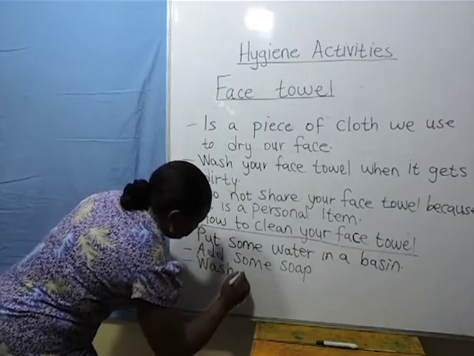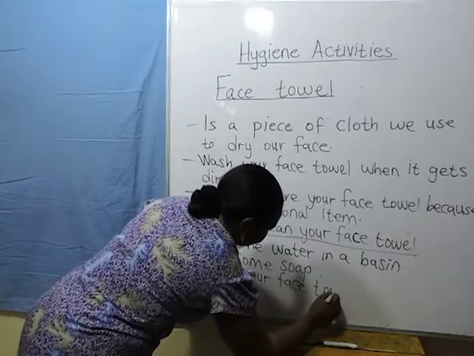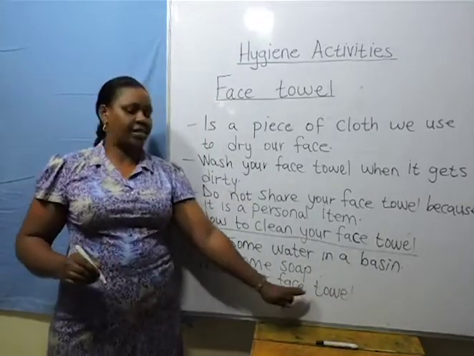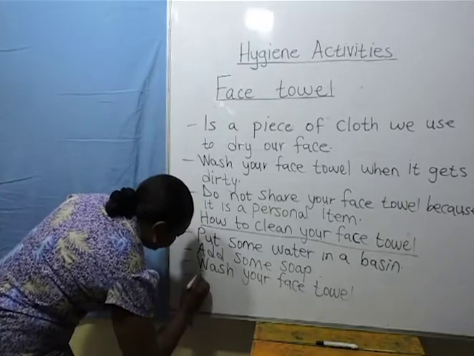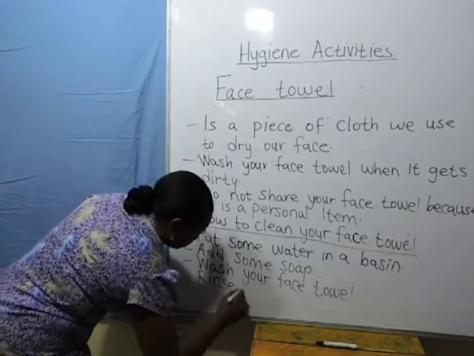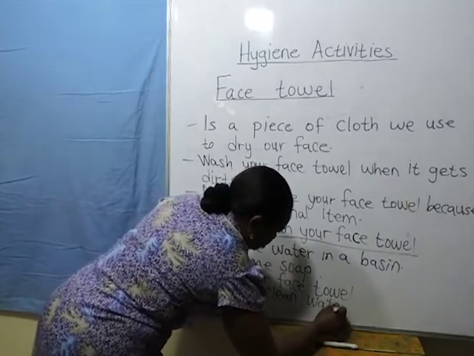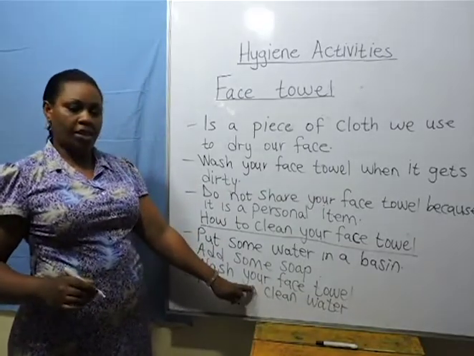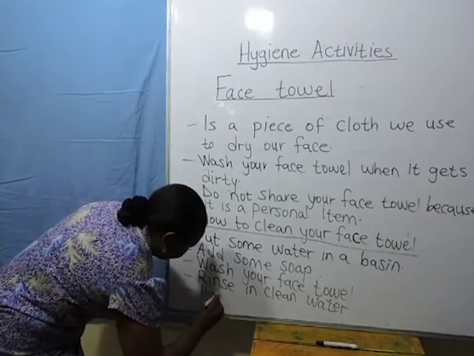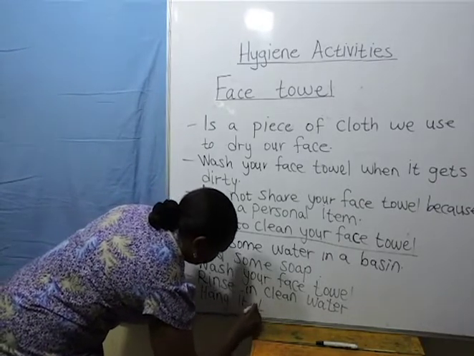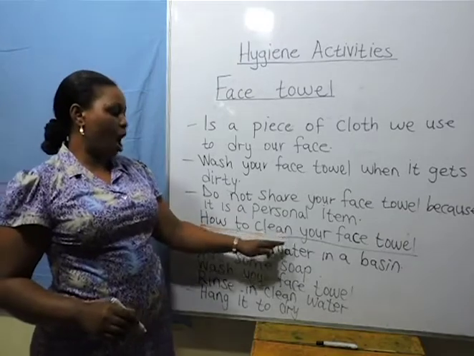Then, after adding some soap, you wash your face towel. After washing your face towel, the fourth step, you rinse in clean water. Rinse in clean water. After rinsing your towel in clean water, then you hang it to dry. Those are the steps you're supposed to follow when washing your face towel.